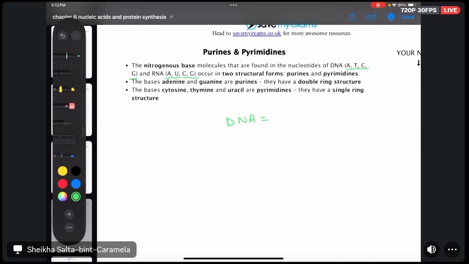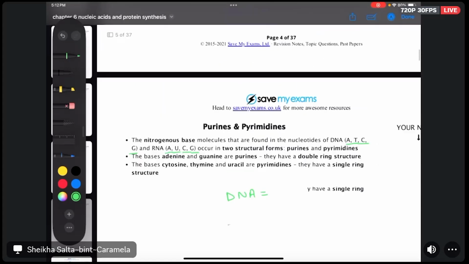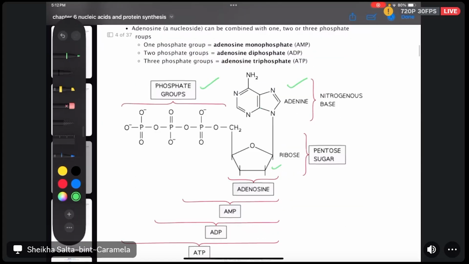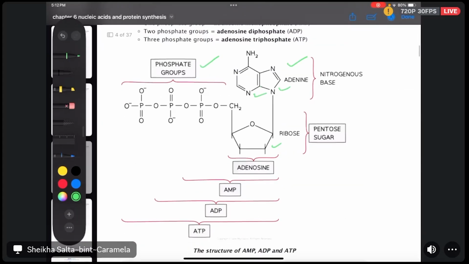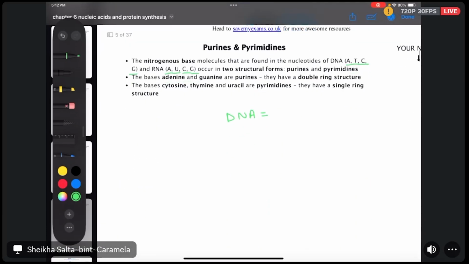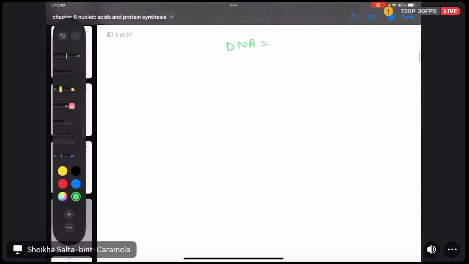So purines pair up with a pyrimidine, and adenine and guanine are your purines. Purines are basically double ring structures, as seen here. We have an adenine structure. So you can see that this has 2 rings right here, so it is a purine. And then pyrimidine includes cytosine, thymine, and uracil, and these are single ring structures.